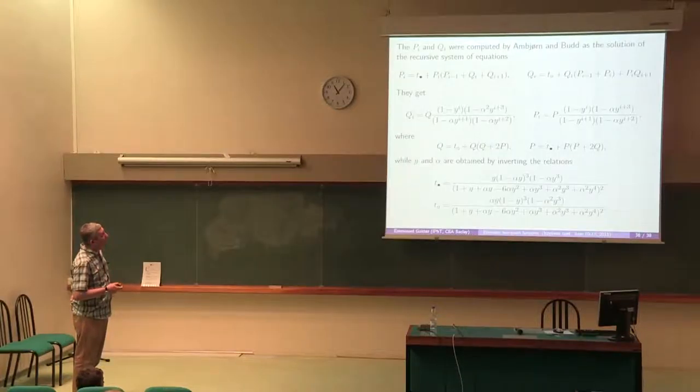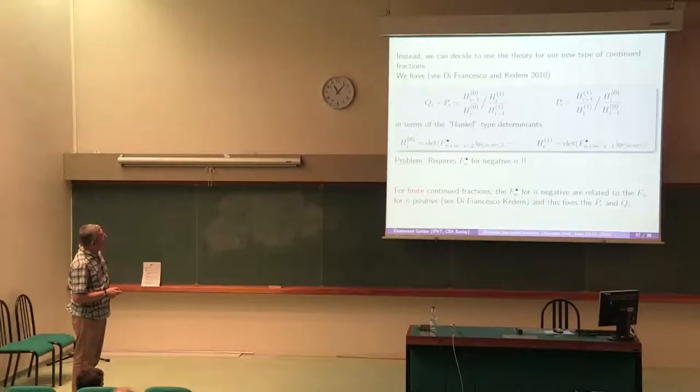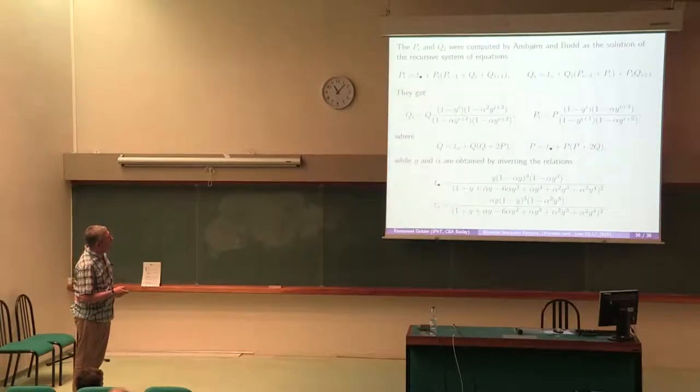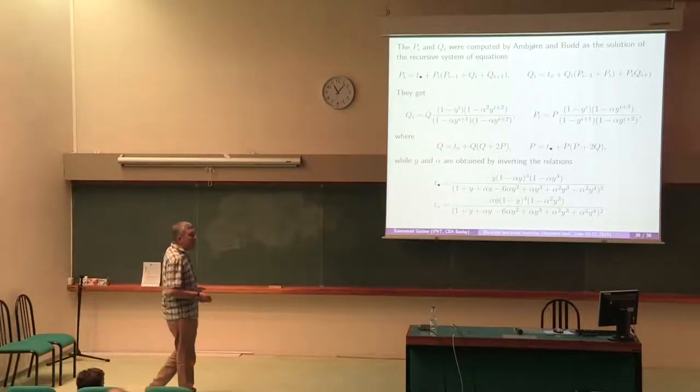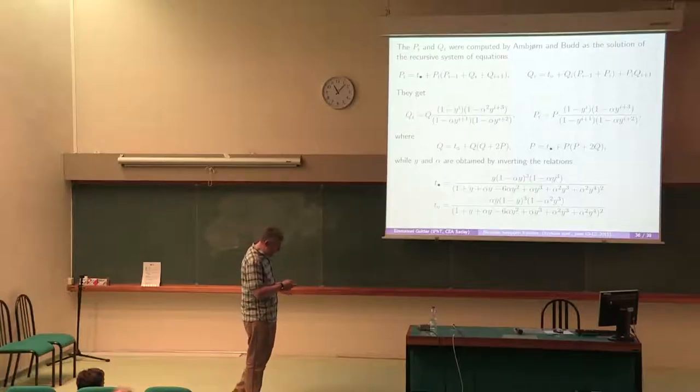So the Q and the P satisfy a nonlinear system of equations, which was solved by Ambjørn and Bird, and this is the solution, which looks very much like the expression I showed you for quadrangulations with the weights assigned to the colors. But that was a guess, and it was true, of course, but you have to be clever enough to guess it. There were smart people, so they guessed it.